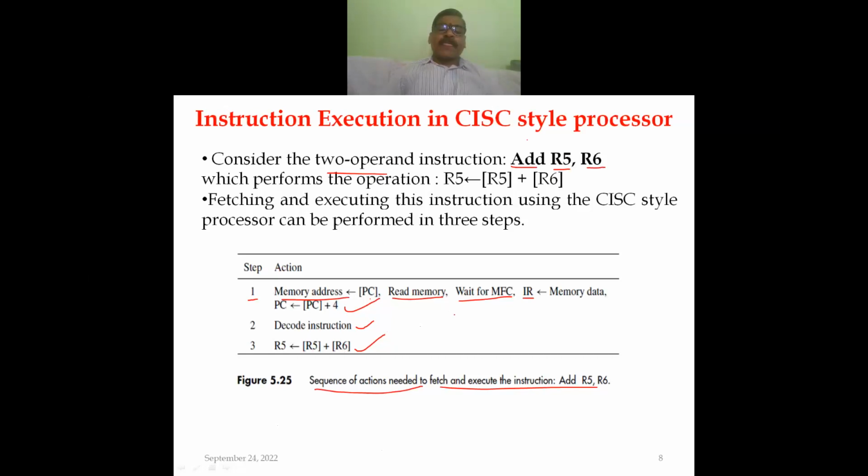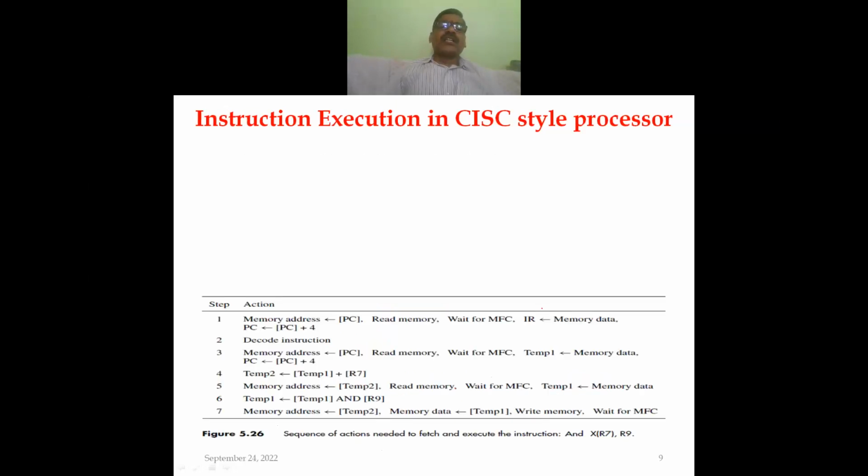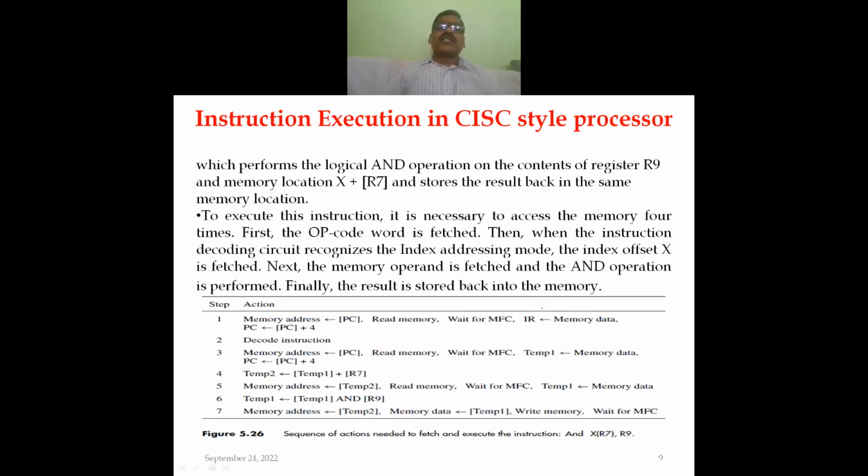So these are the three important sequence of actions that are needed for execution of this two operand instruction in a CISC style processor. Now let us consider another important category of instruction, that is the logical AND instruction. So AND x(R7), R5, which performs this logical AND operation on the contents of the register R5 and the memory location computed with an effective address as x plus the contents of R7. Here x is an offset value. And it stores the result back into the same memory location.